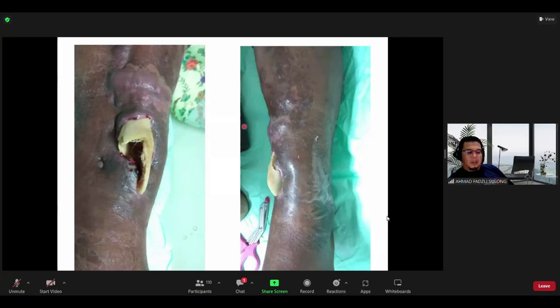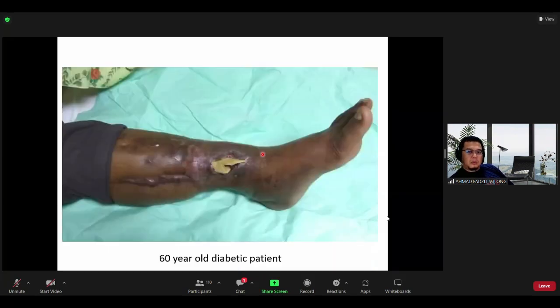Okay, so how would you classify this patient? This is a patient who comes to you with protruding bone like this, right? 60-year-old diabetic. Give me the classification. Most likely there is OM, right? Most likely there is OM. So what would be the classification of the OM?